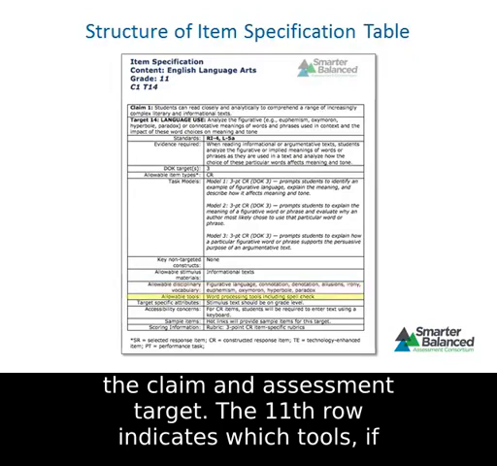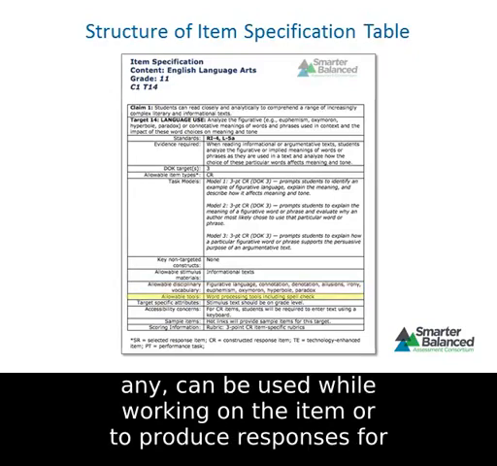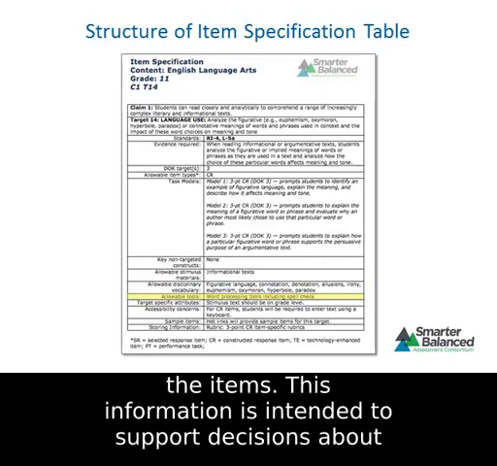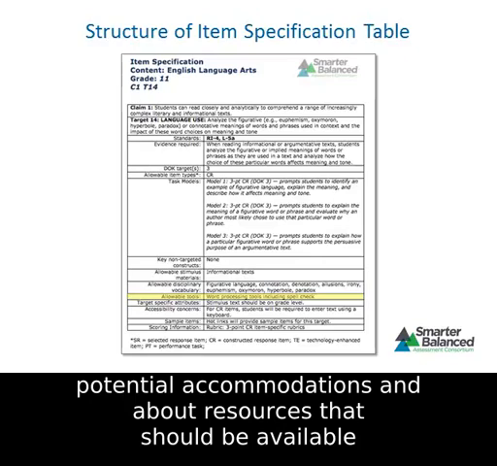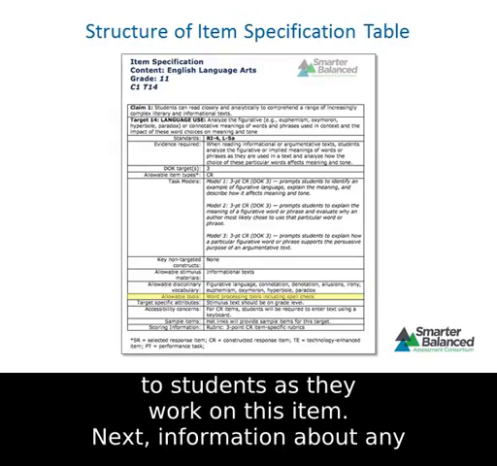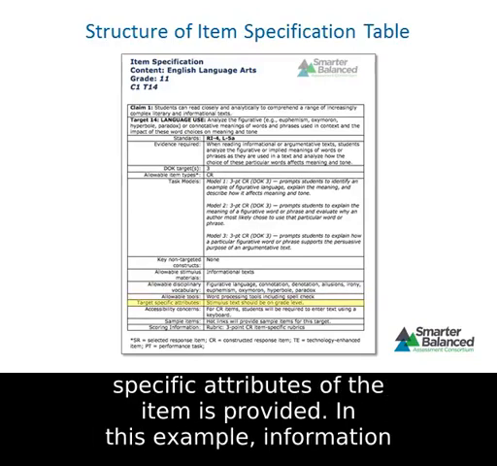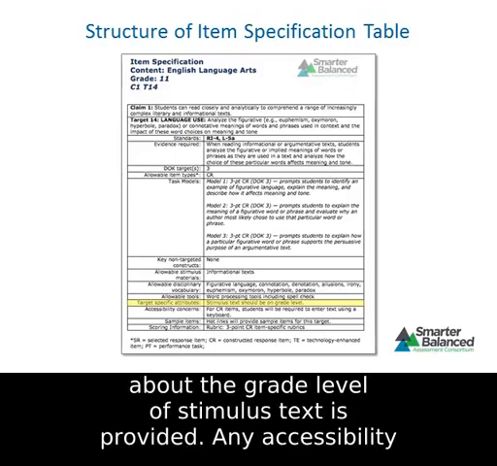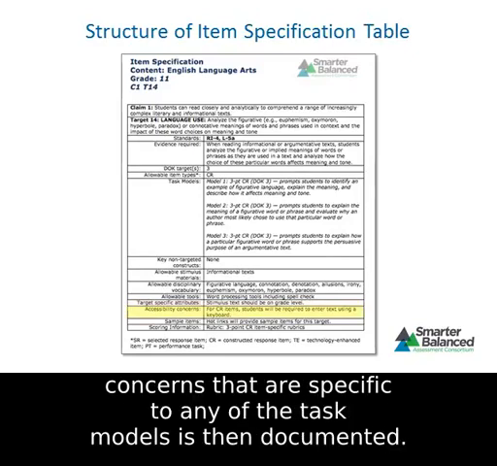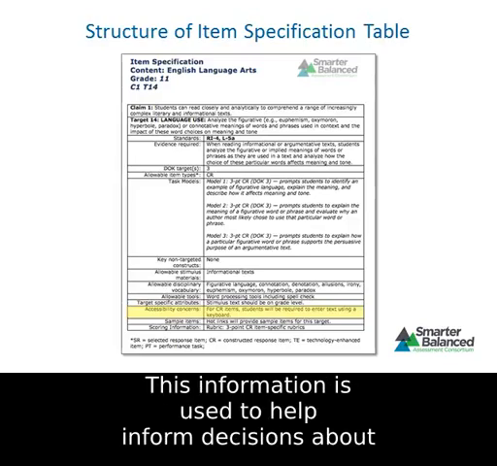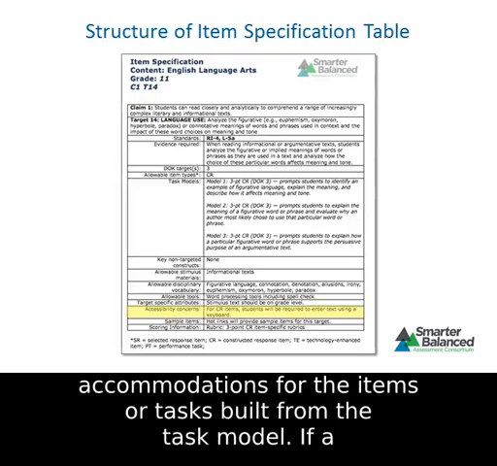The 11th row indicates which tools, if any, can be used while working on the item or to produce responses for the items. This information is intended to support decisions about potential accommodations and about resources that should be available to students as they work on this item. Next, information about any specific attributes of the item is provided. In this example, information about the grade level of stimulus text is provided. Any accessibility concerns that are specific to any of the task models is then documented. This information is used to help inform decisions about accommodations for the item or tasks built from the task model.